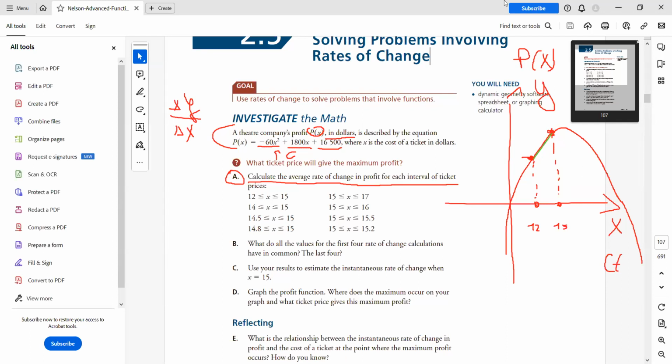This is why your first task for today, each one of you: Ahmad, you do 12 to 15, your letter A in front of it. Hala, you do 15 to 17. Muhammad, you do 15 to 15.2. And Safa, you do 14.8 to 15.